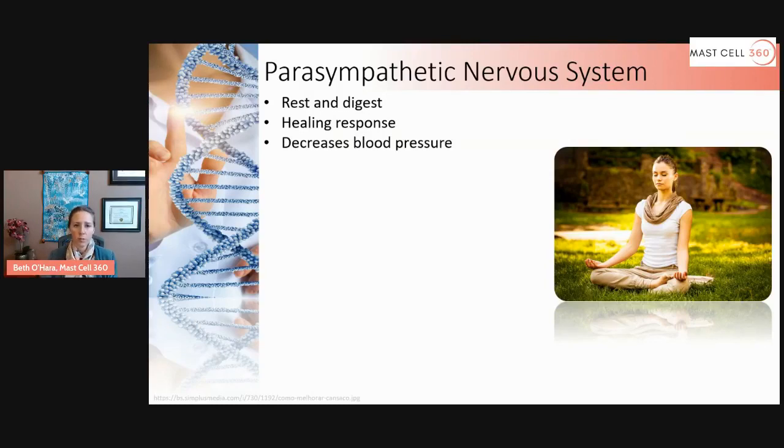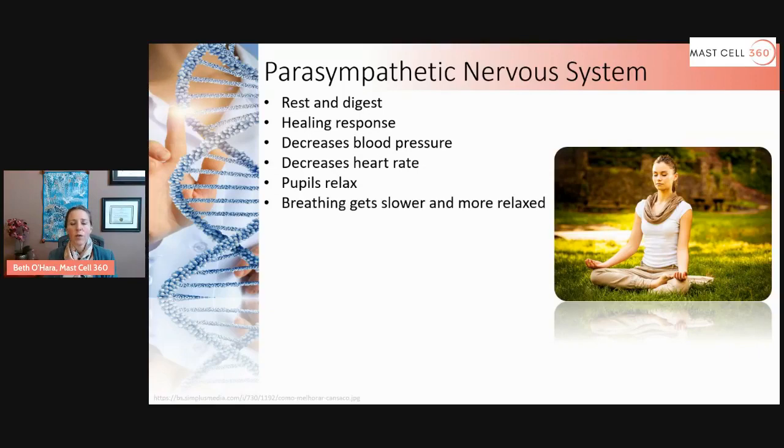If you have low blood pressure, it may modulate. Your heart rate will slow down. Your pupils will relax. Your breathing will slow down and get more relaxed. You always know the state of your nervous system by the state of your breath. So I'm going to say that again. You always know the state of your nervous system by the state of your breath. So if you just learn and train yourself to follow your breath, you will have a doorway into this that's very powerful for you. So follow your breath.